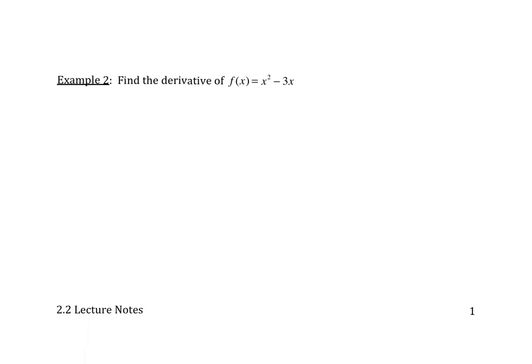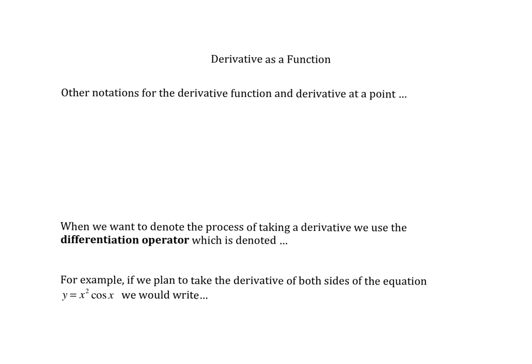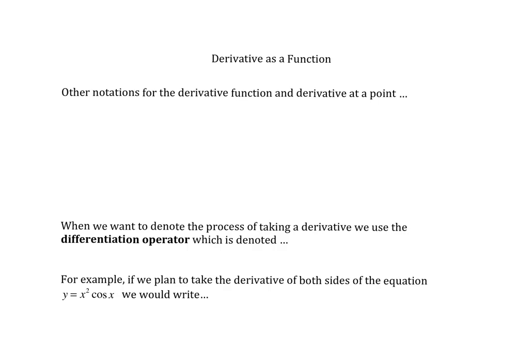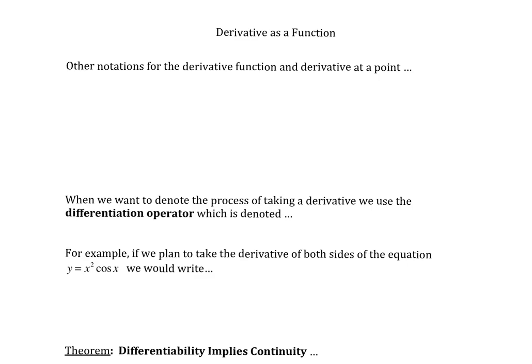I want to tell you a little bit more about the derivative as a function. We actually have more than one way we could describe the derivative function and the derivative at a point. So we know that one way we could write the derivative function is f prime of x. And this is really called functional notation.